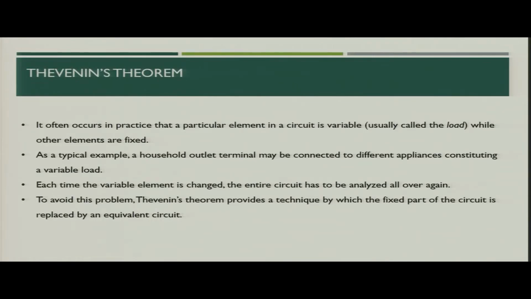What generally happens is that a particular element in a circuit which is variable is considered as a load, while the other elements are fixed. You can take the typical example of a household outlet terminal that may be connected to different appliances. When you plug in your appliance in the house, you analyze the voltage and current parameters of that appliance while neglecting the circuit which is outside the particular plug point.